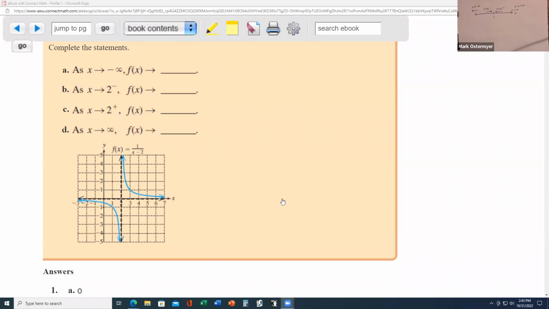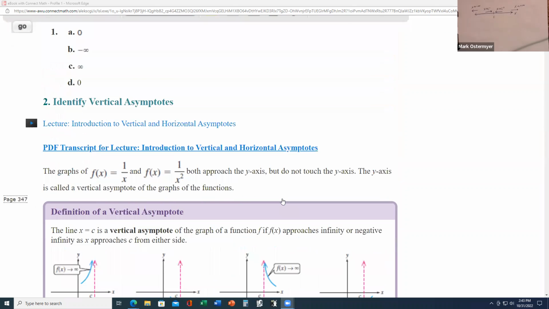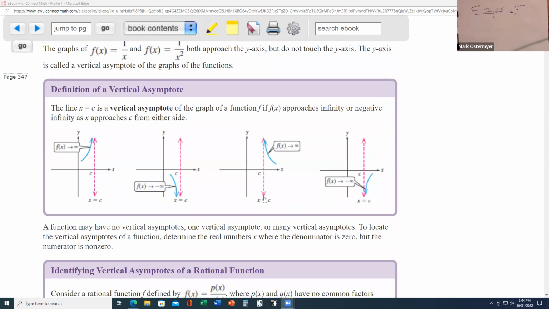Okay, this is the definition of a vertical asymptote. We say, ladies and gentlemen, that a line x equals c, a vertical line x equals c, is a vertical asymptote of the graph of a function f if f of x approaches infinity or negative infinity as x approaches c from either side. In other words, we would call this vertical pink dashed line that goes to the x-axis at c a vertical asymptote, and its equation would be x equals c.